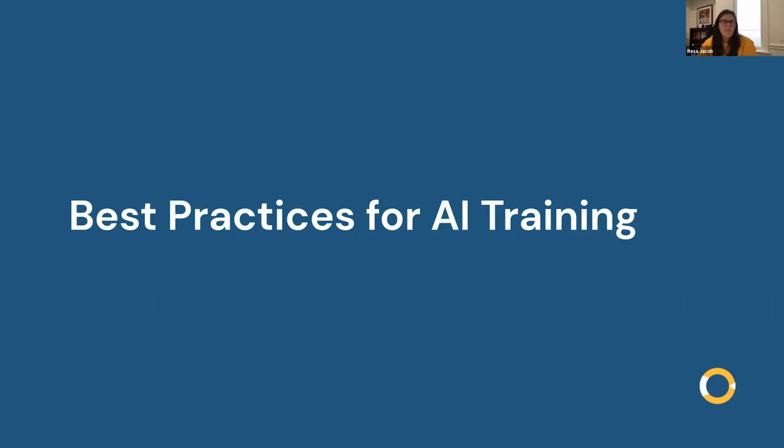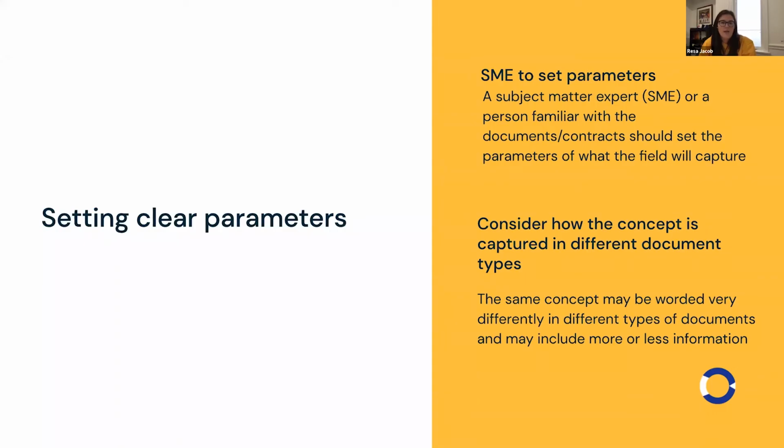So I have been building AI models since April 2018. Throughout that time, we have learned some best practices, and that's what we're going to share with you today. The first step is setting clear parameters. Prior to training any models, it's important to have a clear understanding of what you're looking to capture.